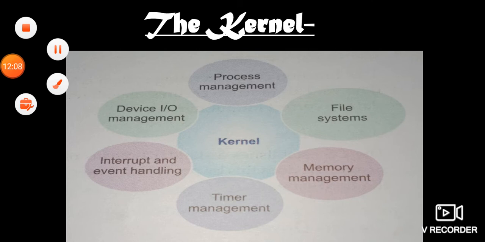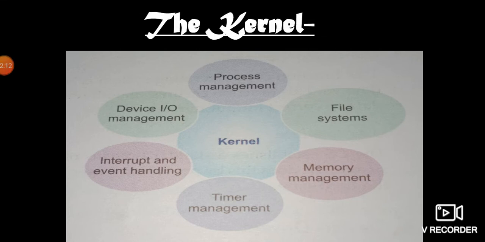Basically, what we say is that an operating system does this or that, but basically this kernel does all those tasks. So the shell works on the upper level, and the kernel works at the lower level and does all these tasks for an operating system.